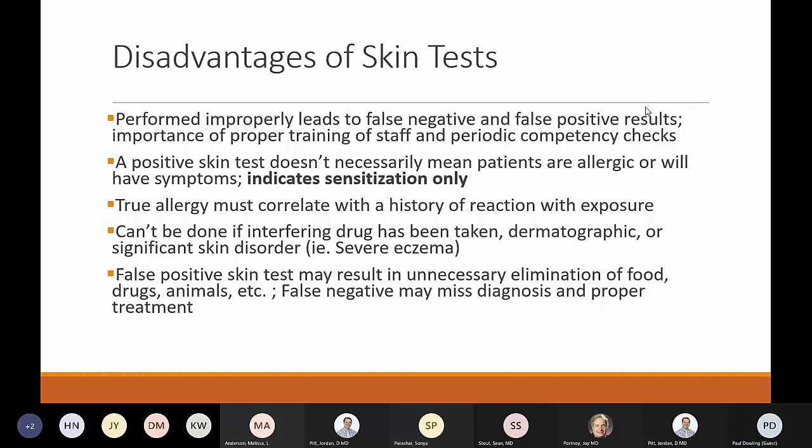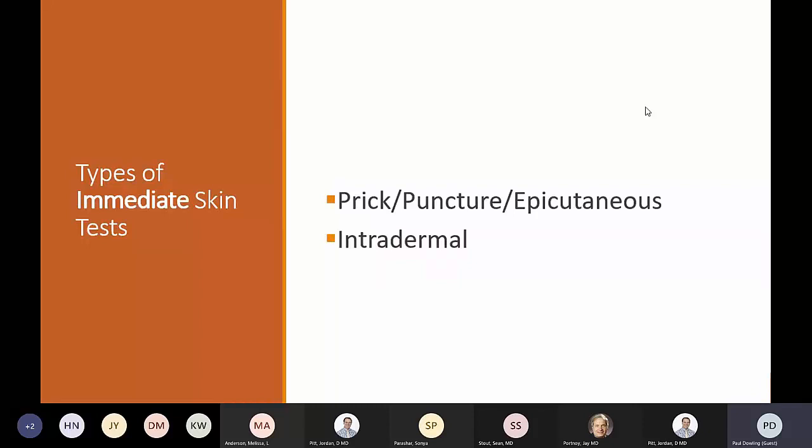False positive skin tests may result in unnecessary elimination of food, drug, animals, etc. And false negative, they miss a diagnosis and proper treatment. You certainly don't want to do that if someone's allergic to a food or a drug. So there's two types of immediate skin tests. There's the prick or puncture or epicutaneous, whatever you want to call it, and then there's also intradermal.